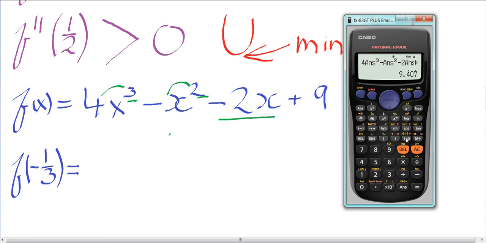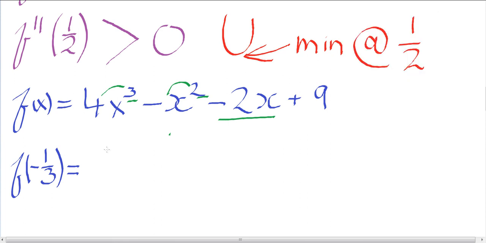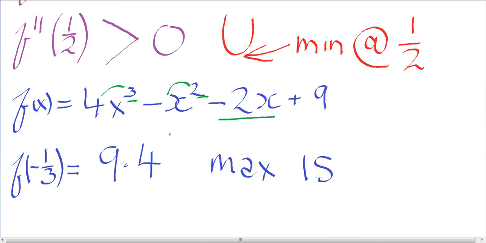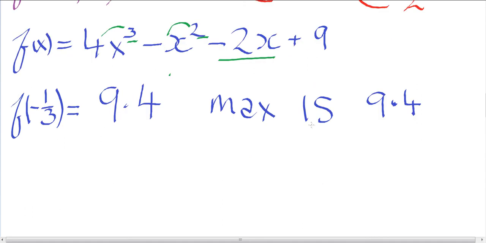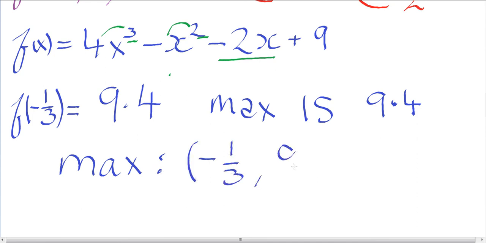Anyway, so I'll just take it as 9.4. I don't need to know all that. So I have 9.4. So that means the maximum is 9.4. And he doesn't want to know what the maximum is, he wants the actual coordinates. So there, my final little answer is the maximum coordinates are minus a third is the x value, and the 9.4 is the y value.